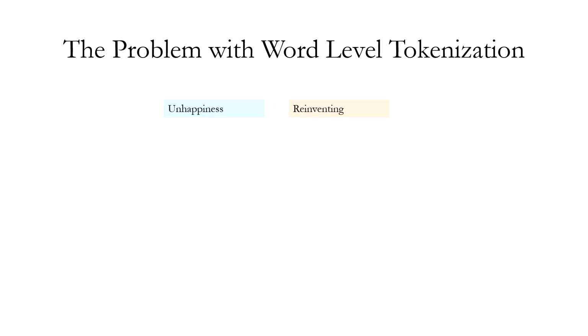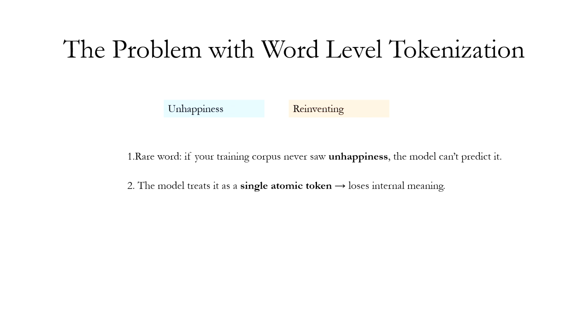So from these words, we could infer multiple things. But simultaneously, they're rare words, right? We might not get it in this form. We might get unhappy. We might get reinvent. So if your training corpus never saw unhappiness, the model can't predict the word, okay? And the model treats it as a single atomic token, losing internal meaning. The LLM wouldn't be able to tell the word unhappiness is built from meaningful parts, right?